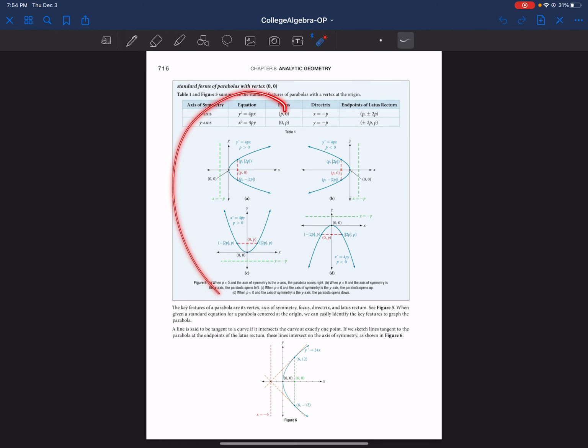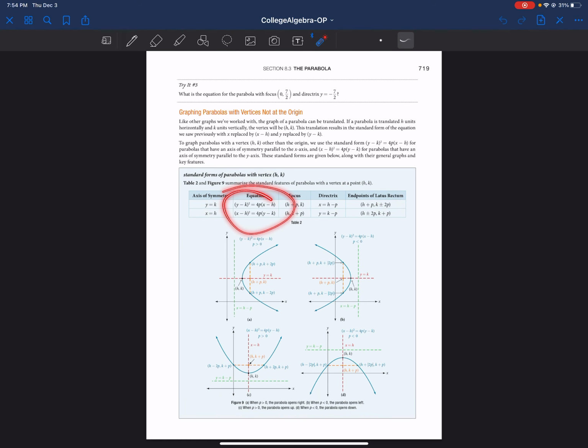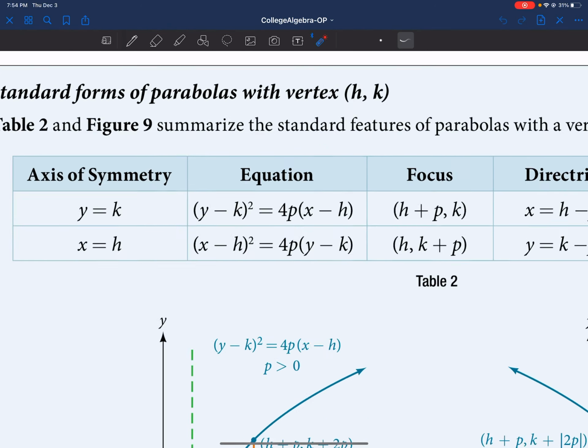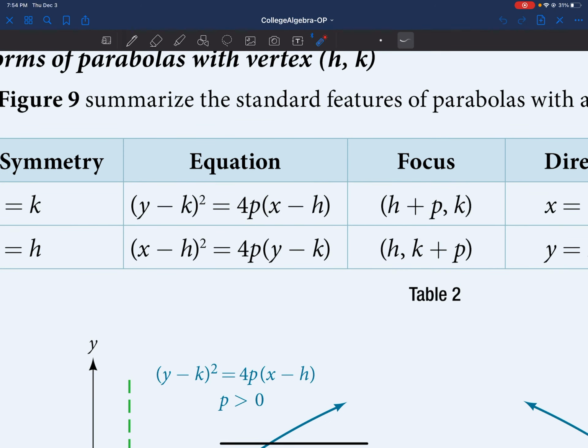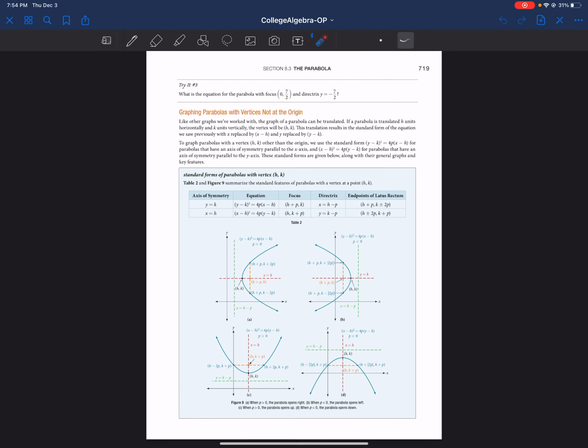So this table is redundant anyway. The only table you really need is this one, because it allows for the shift in there. But the big thing for you is remember that it's a 4p out front. And remember that the distance from here to here is p. The distance from here to here is p. That's 2p, and that's 2p right there. If you remember that, and you can tell if the y is squared and it's positive, it opens right. And if the y is squared and it's negative, it opens left. If x is squared and positive, it's up, and if x is squared and negative, it's down, then you're golden. You have everything that you need.